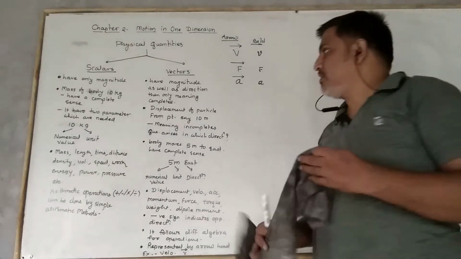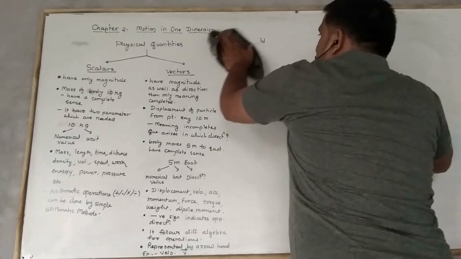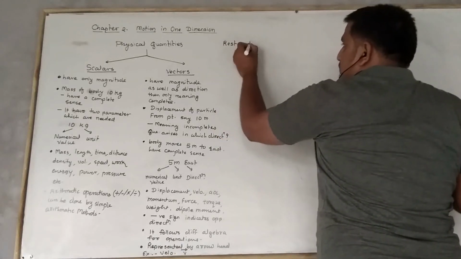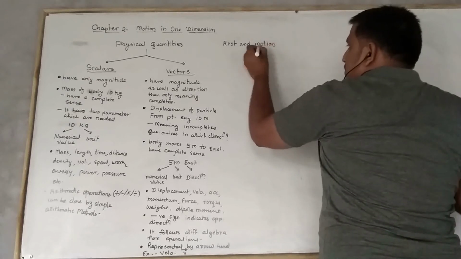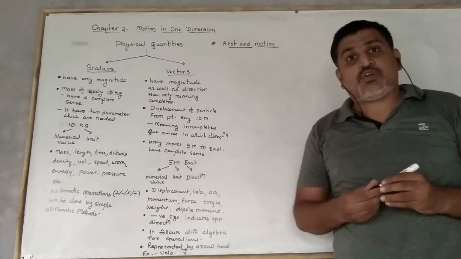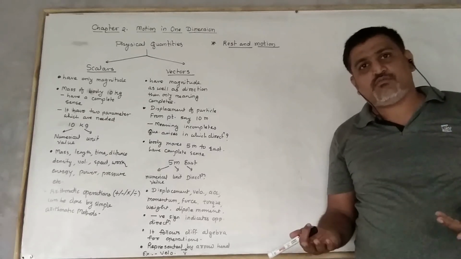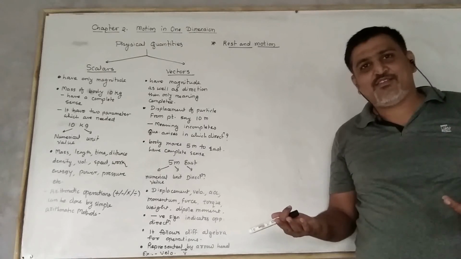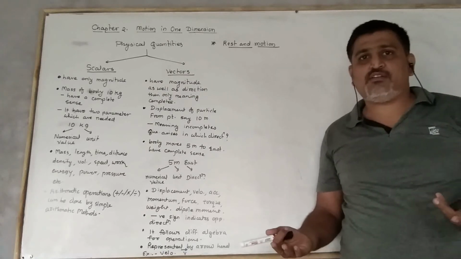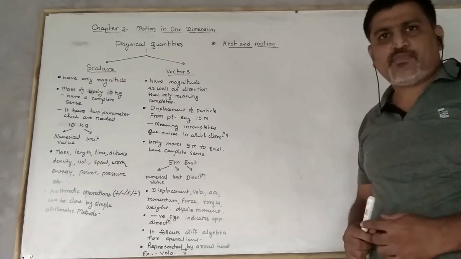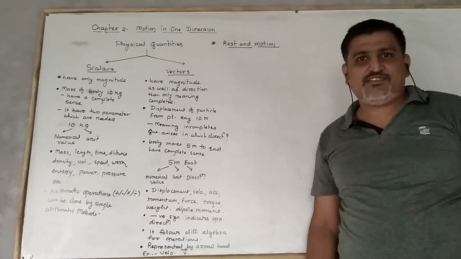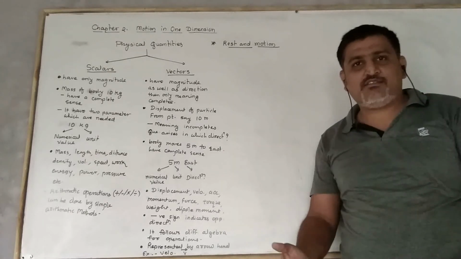Now let's talk about the new point. New point is rest and motion. We know that in the universe, all the bodies are in motion. You can say, sir, what are you talking about? A stone which is lying on the ground is also in motion? Yes, definitely. Everything is in motion. Not even the sun is in a stable place. Sun is also moving. We know that.